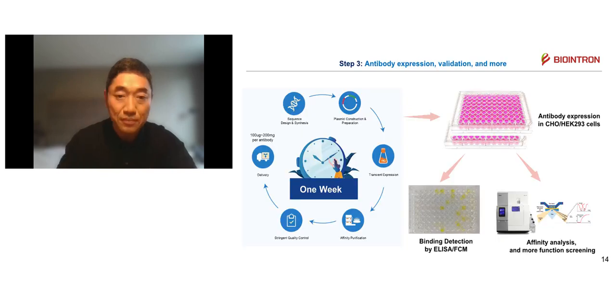When we get those paired sequences for each antibody hit, we will begin with gene synthesis and plasmid preparation, then transfection into HEK cells, and then antibody production and purification. This will be done in just 1 week. After we get these purified antibody hits, we can do many downstream things like plate-based screening, cell-based screening, affinity analysis, and many more functional screenings, which I will show in my coming slides.